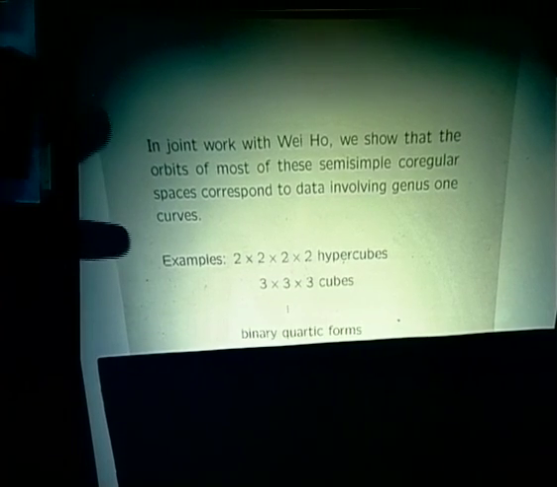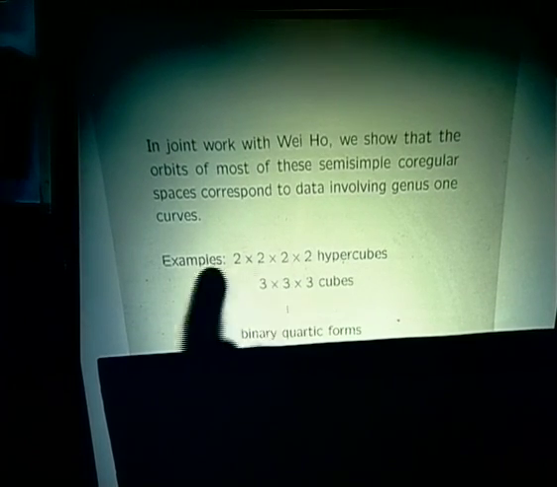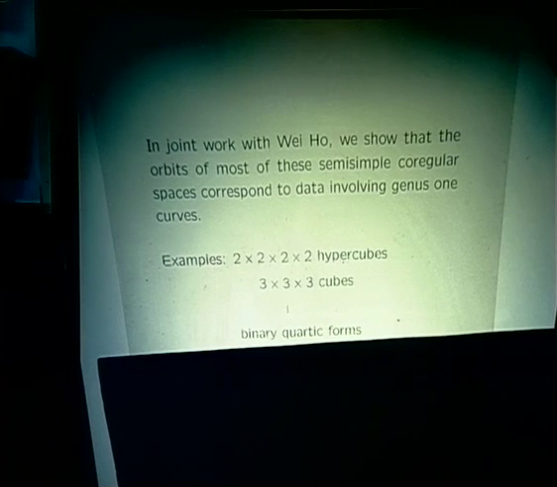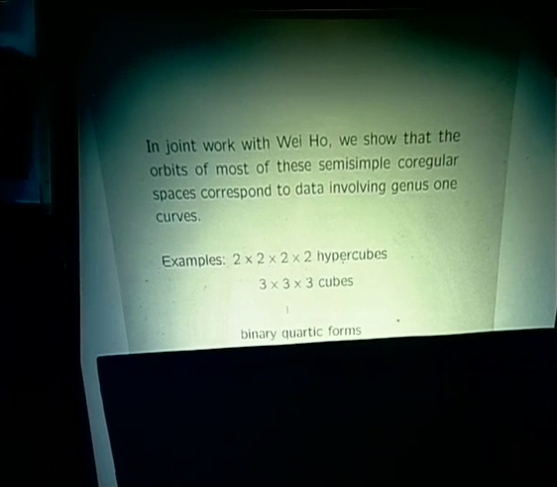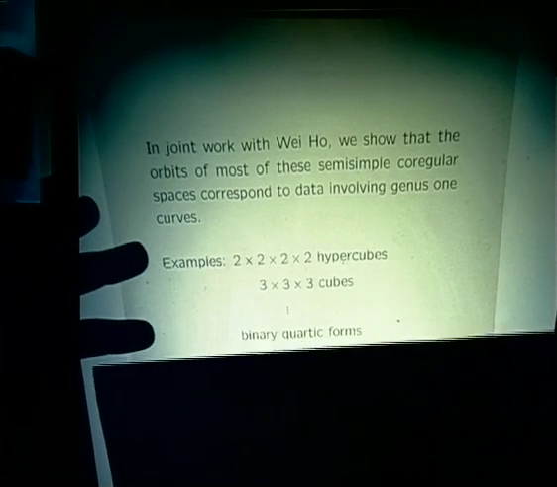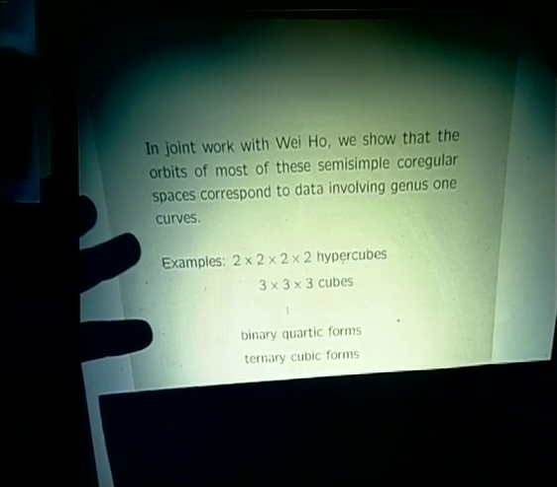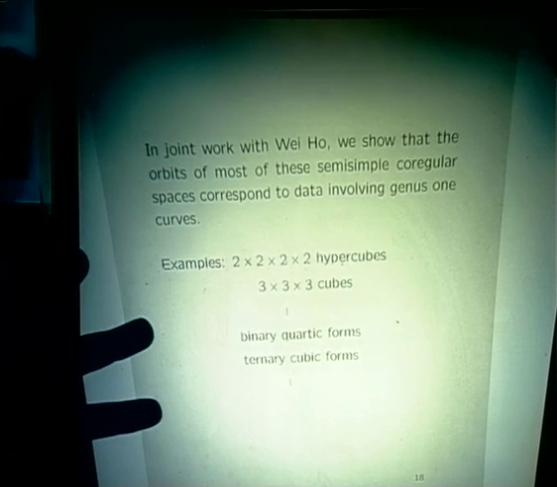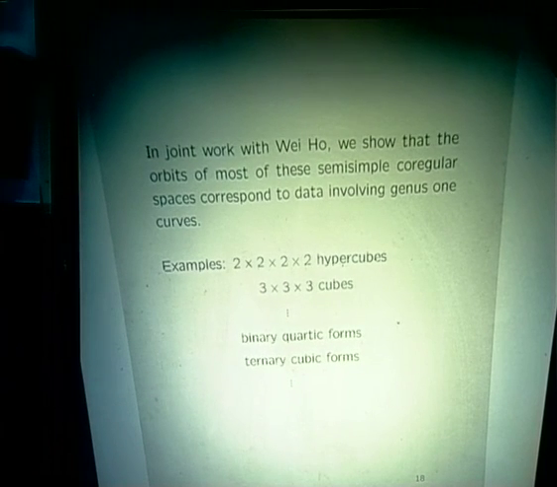And so some of the things that come up, for example, if you totally symmetrize the 2 by 2 by 2 by 2 hypercube, you get binary quartic forms. And if you totally symmetrize the 3 by 3 by 3 cube, you get ternary cubic forms. So these are also examples of co-regular spaces. And the ones that correspond to genus 1 curves, it turns out there are about 30 or 40 of them, I'd say.